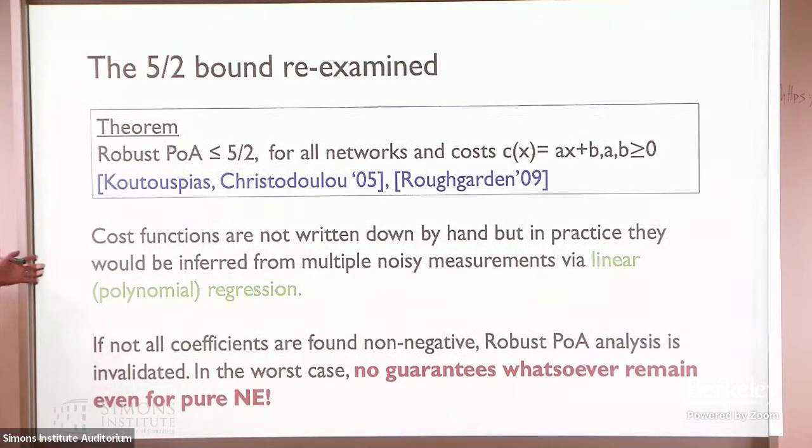Cost functions in practice are not set by hand. You take multiple noisy measurements and do some linear or polynomial regression, a maximum likelihood estimator and so forth, to infer them. What happens if some of these constants, the non-leading ones, which have high uncertainty, are negative? Why is this impossible? If they are negative, then we know nothing. Nothing holds. The price of anarchy is infinite. That's it, so I'm done.